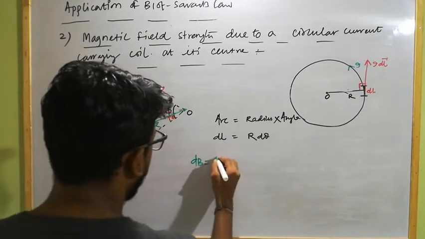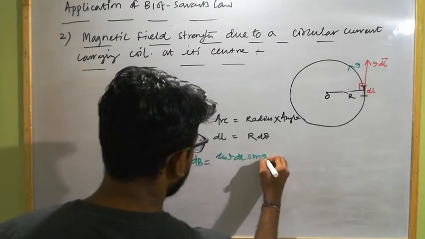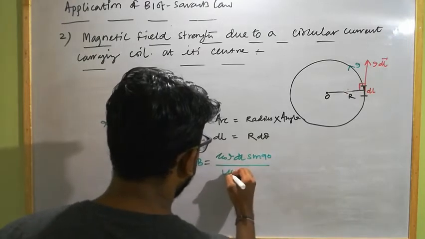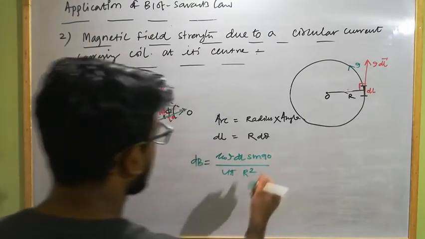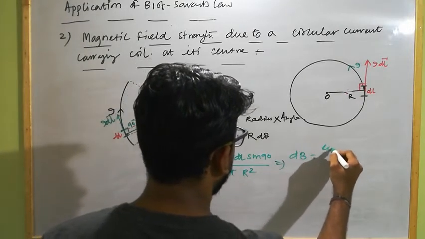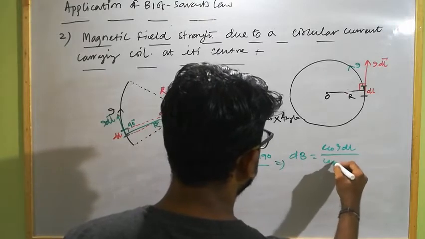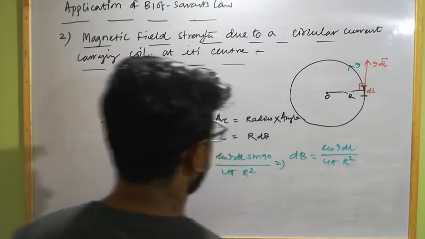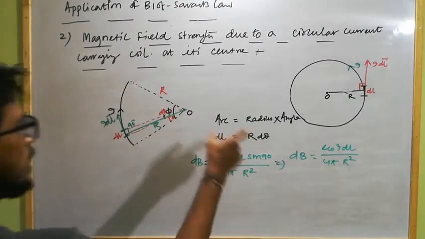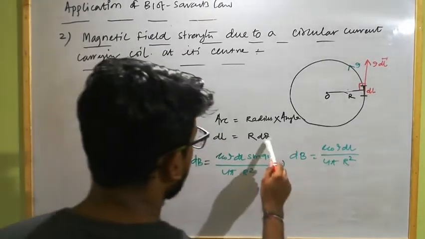dB equal to μ0 I dl sin 90 divided by 4π r². As sin 90 is 1, it will become how much? dB equal to μ0 I dl by 4π r². Now we have to calculate the complete magnetic field strength due to the complete arc. So in place of dl we can write how much?